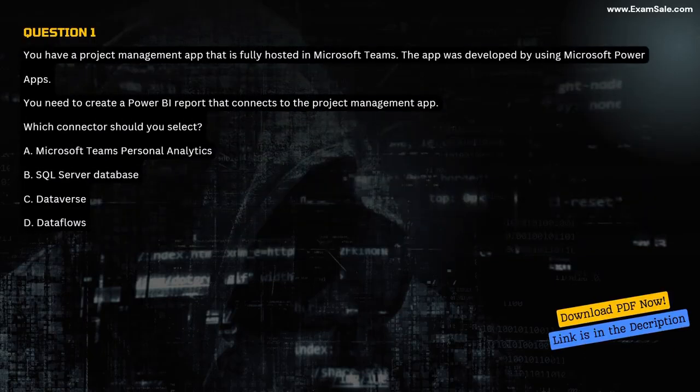Question 1. You have a project management app that is fully hosted in Microsoft Teams. The app was developed by using Microsoft Power Apps. You need to create a Power BI report that connects to the project management app. Which connector should you select? A. Microsoft Teams Personal Analytics. B. SQL Server Database. C. Dataverse. D. Data Flows. Correct answer C.